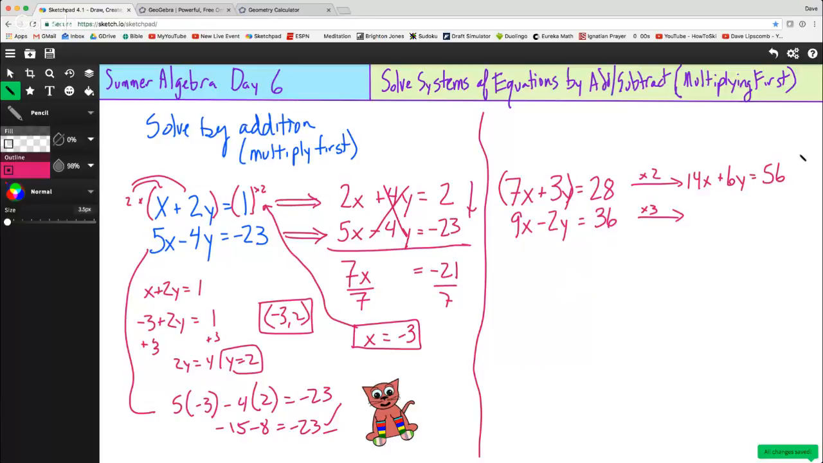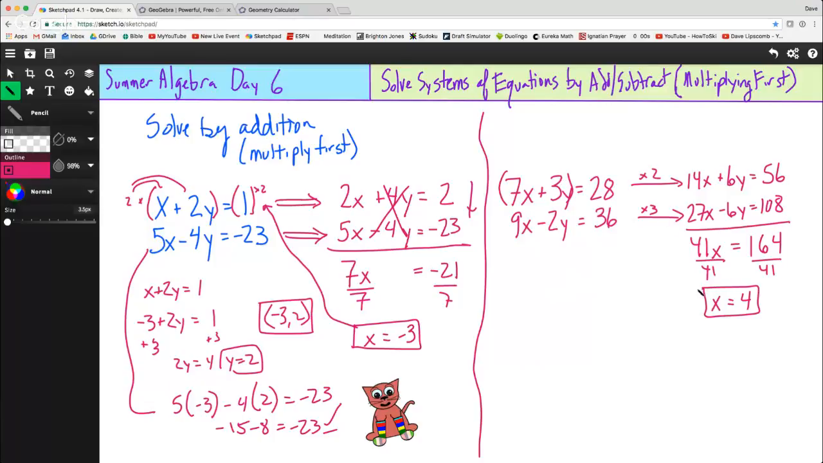And again, I've just used the multiplication property of equality to take an equation that's true and just double the size of both sides. And I know that that will leave it in a state where everything is still true. Now let's do that with the bottom. 3 times 9 is 27x minus 6y equals 108. So let's just add those together and we get 41x equals 164. And if we divide both sides by 41, we get x equals 4.